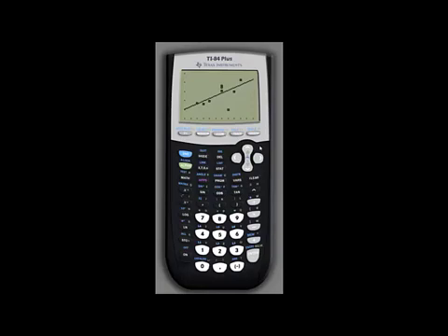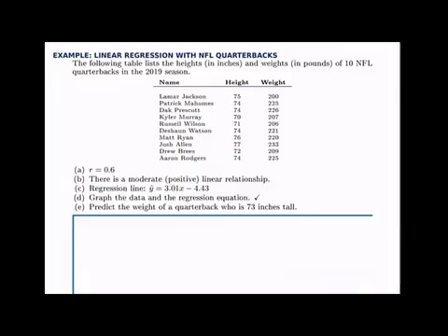So sometimes there are outliers like this that will lower the value of R, but if you remove them, the value of R will be better. Of course, you can't just throw away outliers because your data would look better without them, but keep that in mind. Next, we can predict the weight of a quarterback who is 73 inches tall.